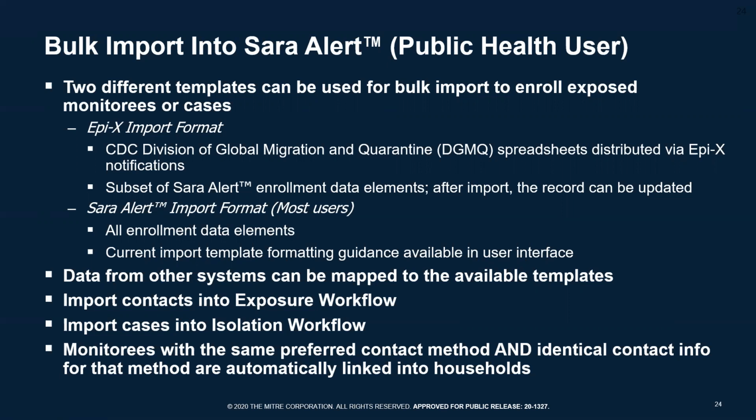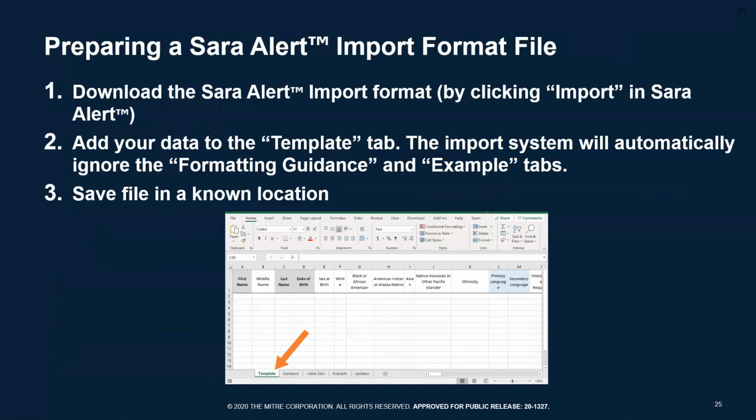Monitorees imported with an identical preferred reporting method and associated contact information, either phone number or email, will be automatically linked into households as mentioned before. So if two monitorees have the emailed web link reporting method selected and have identical emails, then they will be linked as a household within Sara Alert once they are imported. You can download the Sara Alert import guidance directly from Sara Alert, as I will show on the next slide.